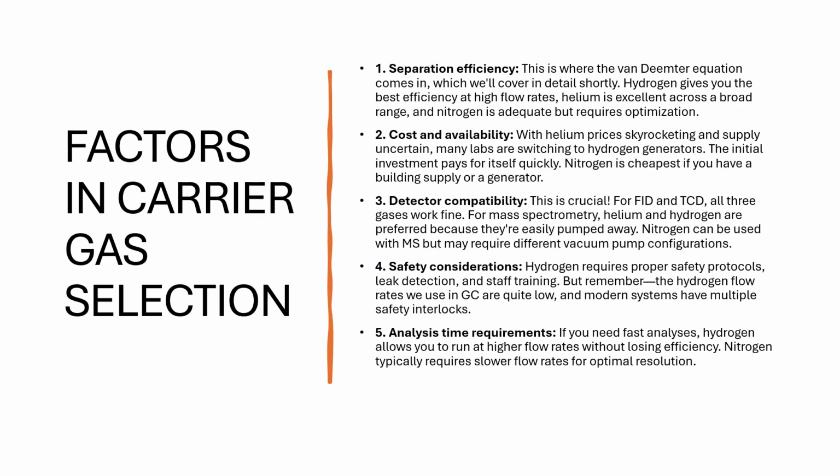So how do you choose your carrier gas? So let's look at the key factors. First one is separation efficiency. This is where the Van Deemter equation comes in, which we'll cover in detail shortly. Now hydrogen gives the best efficiency at higher flow rates. Helium is excellent across a broad range and nitrogen is adequate but requires optimization.